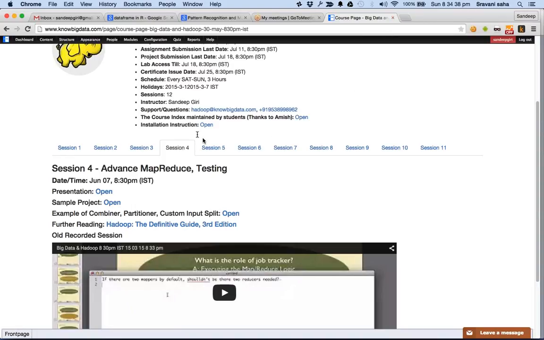And the course index is maintained by all of you. Here is the list. If you are interested in editing it, just request the access and I will keep providing you the access.